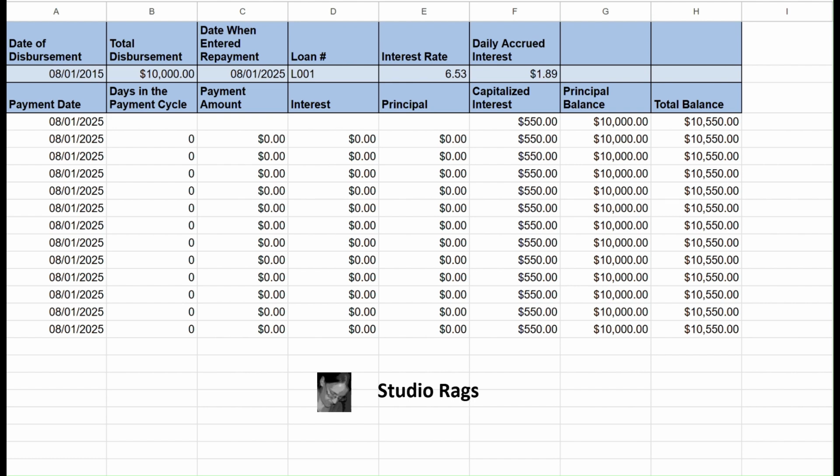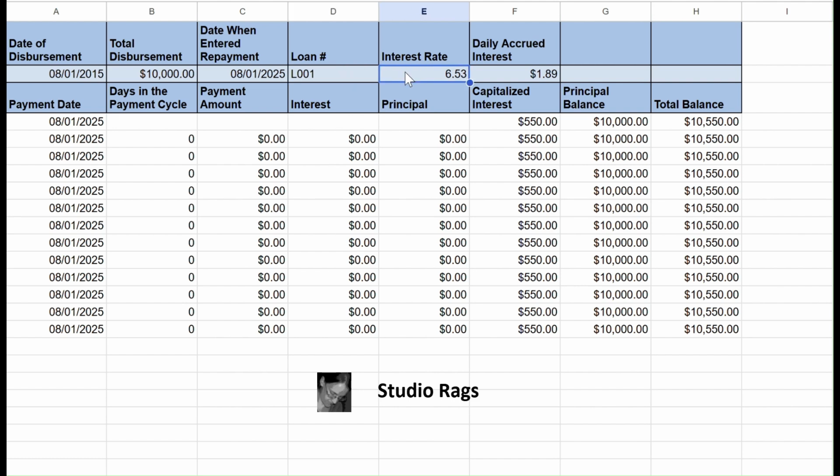Okay, so for this example, I've made a couple of assumptions. The information here at the top, date of disbursement, is just loan information. You can plug in these numbers for yourself. Total disbursement is the total of the loan amount, the original loan amount that you were given. Date when you entered repayment, again, just information for you to keep up with. Your loan number, that'll come from your provider. Mine are with Nelnet, so we have group numbers like Group AA, Group AB. Your provider may have a different loan number structure. That's fine, just plug it in.